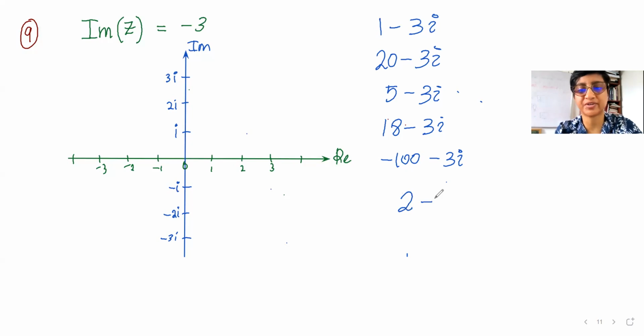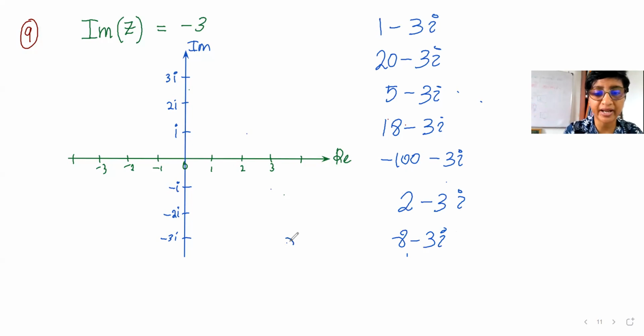Joanne says 2 - 3i. Yes, these are all examples. That's correct, Nathan. Rachel is giving another one, 8 - 3i. How many such examples can you give? Infinitely many. What's the condition? No condition on the real part. It can be any number. Imaginary part must be -3.